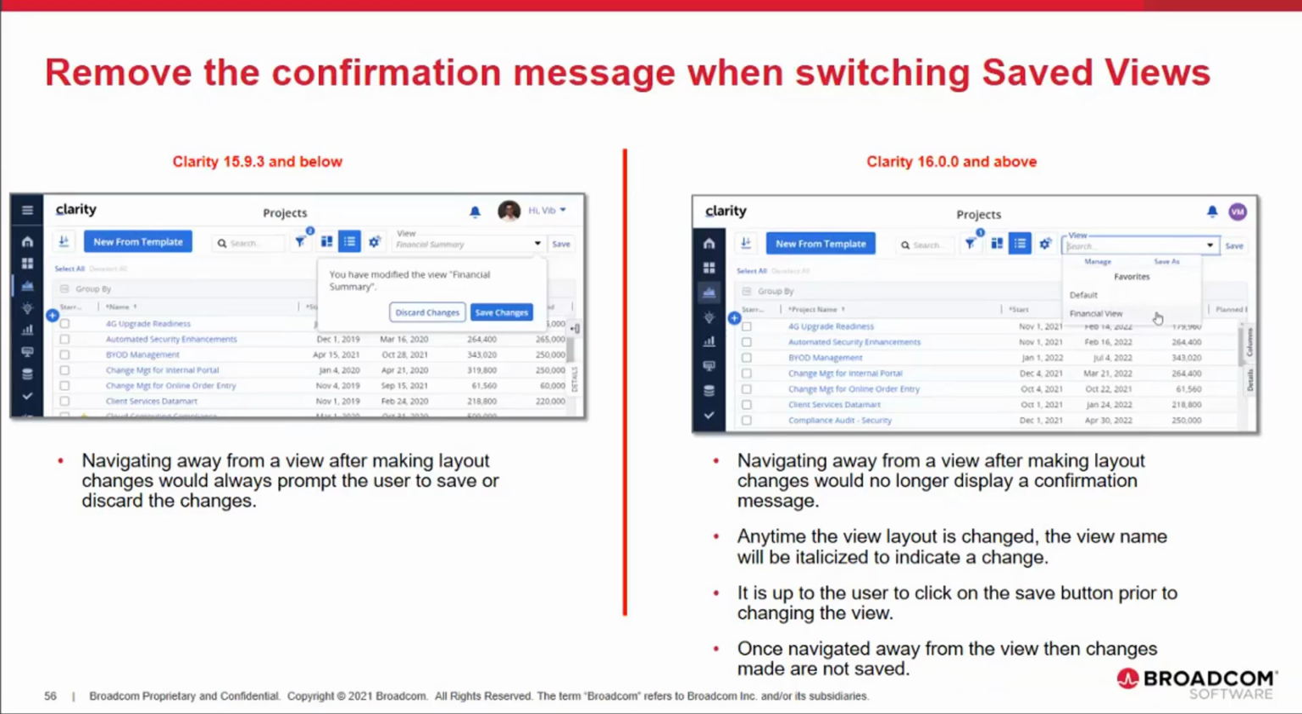Now, when a customer is in a view, and if they modify the layout of the view or modify anything within that view, then the view name will be italicized, which is the visual indicator. When they navigate to another view in the same object, then we will proceed with the changes without prompting them to ask if they want to save or discard.